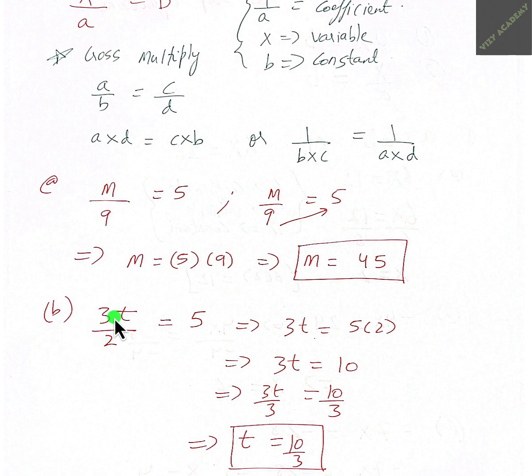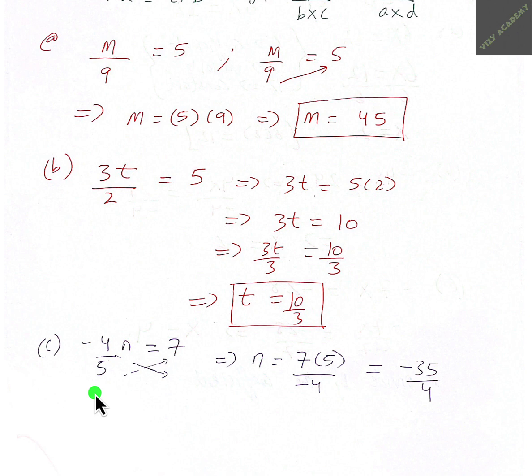Another question, 3t over 2 equal to 5. So 2 goes on the other side, gets multiplied with 5. So 3t is equal to 10, and then we can use the same rule which we used in the last type of questions, which is dividing both sides by the coefficient. So 3t over 3 is equal to 10 over 3. So t is equal to 10 over 3.